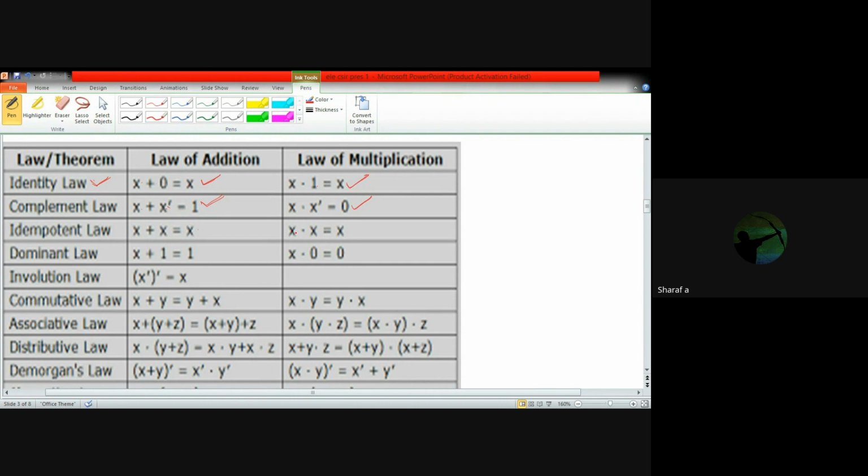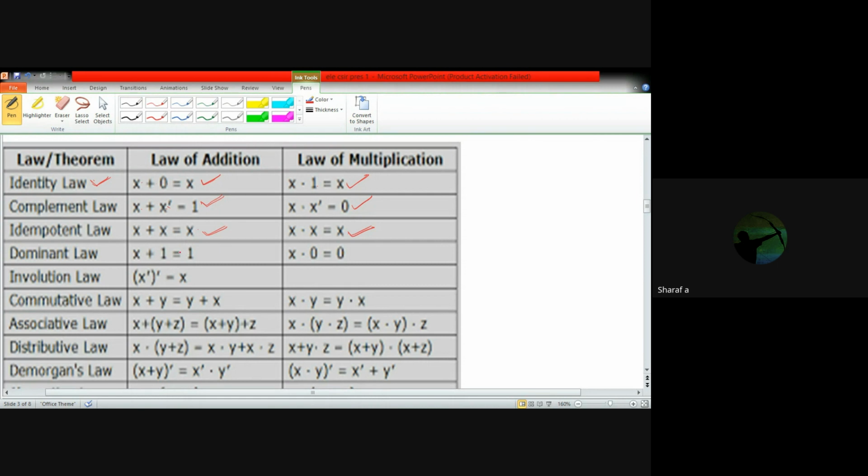Similarly, if you multiply a variable with the same variable, you will get the same variable. Like a dot a will not become a square, but a dot a is a. Similarly, b dot b is b, 0 dot 0 is 0, and 1 dot 1 is 1. That is idempotent. Whatever the variable is, the output will be the same.